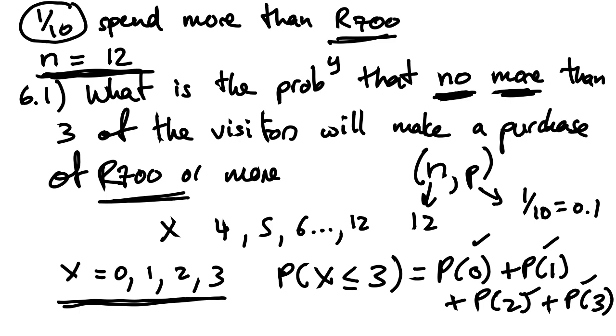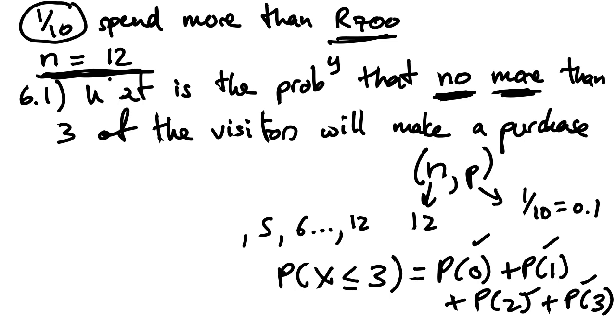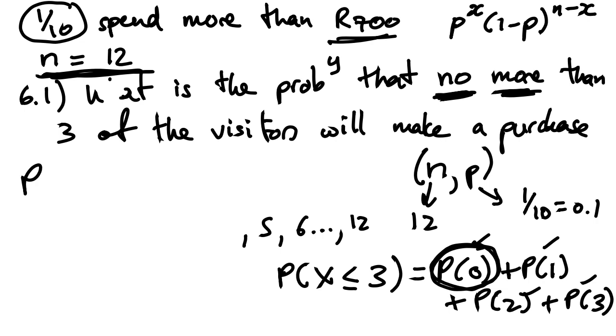So for this first one, let's say I want to work with the probability of X equals 0. You would use the formula here, P to the X into 1 minus P to the N minus X. For the first one that I'm circling, your X is 0. So where you see X, you put a 0 there. It's going to be P to the 0 into 1 minus P to the N minus 0. And we know what our N is: N is 12, and our P is 0.1.